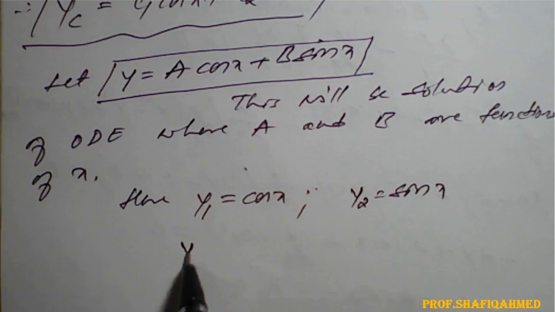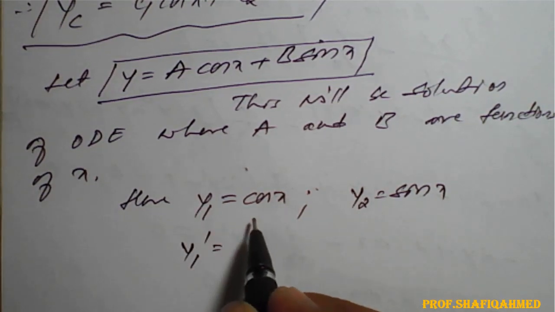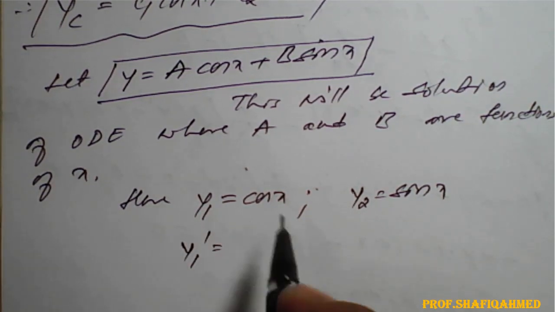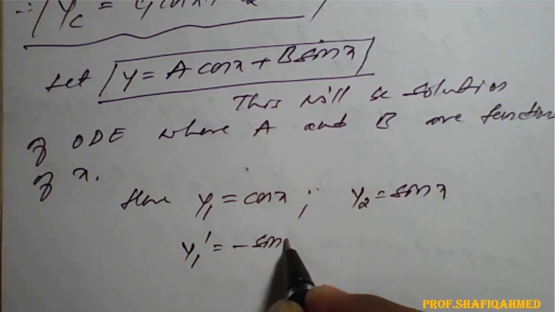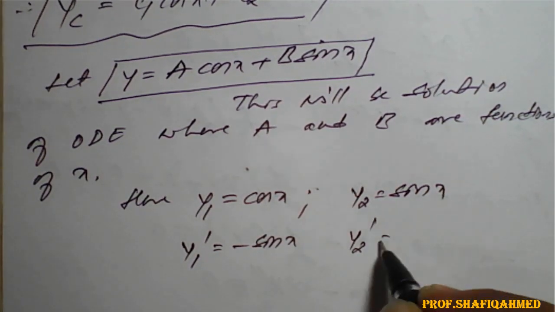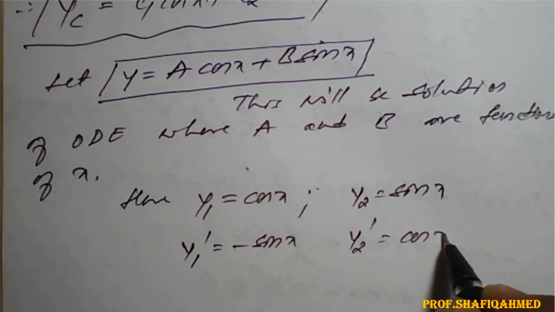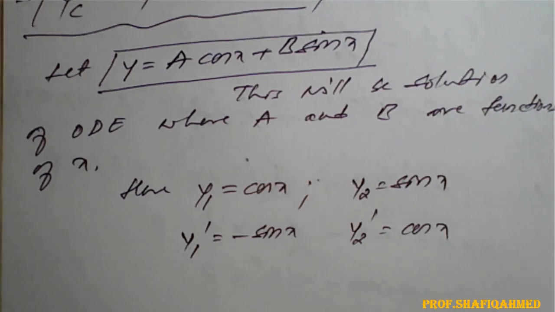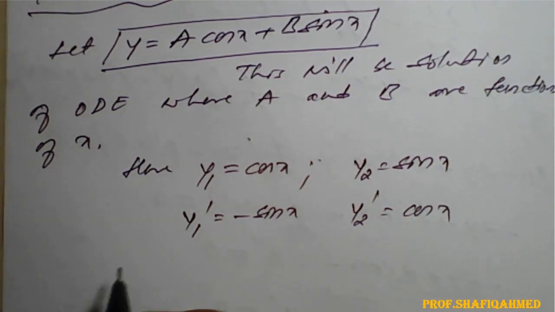So here we need to find y1 dash. Differentiation of cos is minus sin x, and y2 dash, differentiation of sin is cos x. So we need to find the Wronskian, that is w.